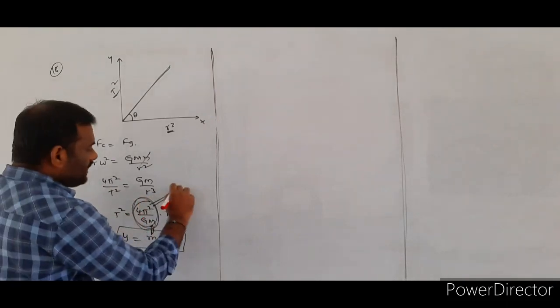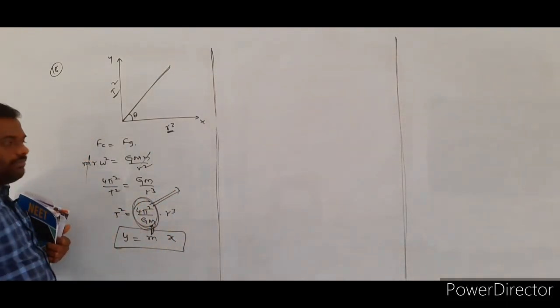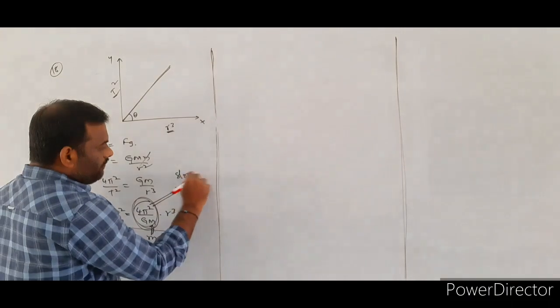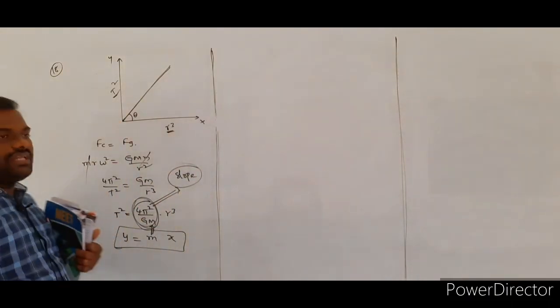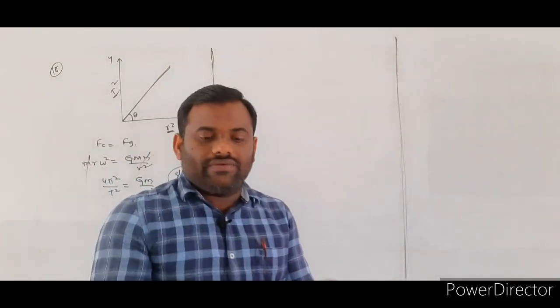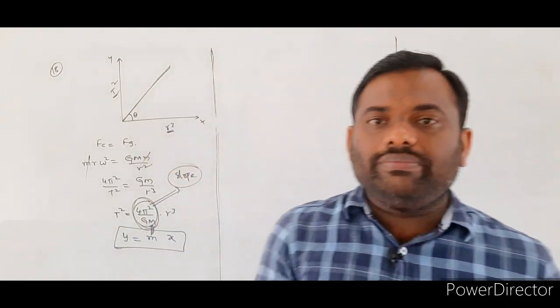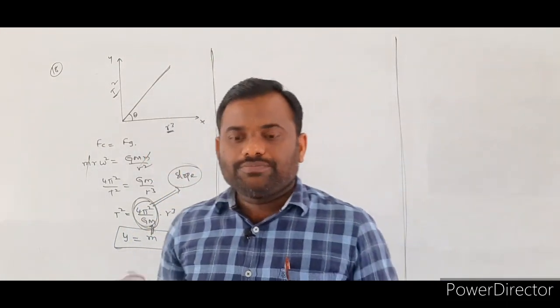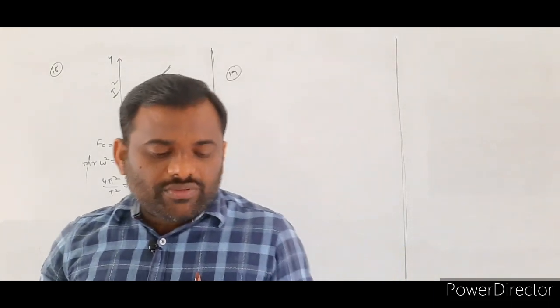So the term 4π²/GM will be indicating the slope of the given straight line. So the first option will be the correct one. Important model. Next, see problem number 19.